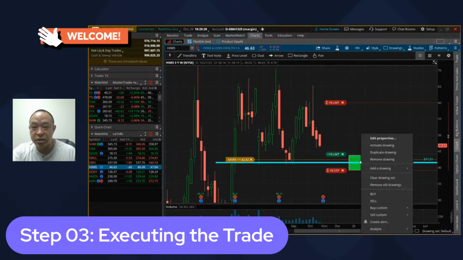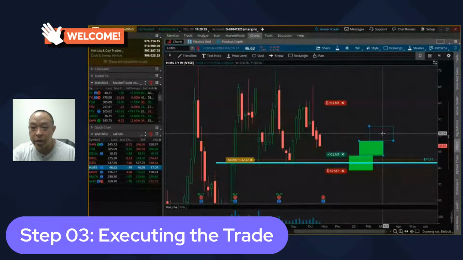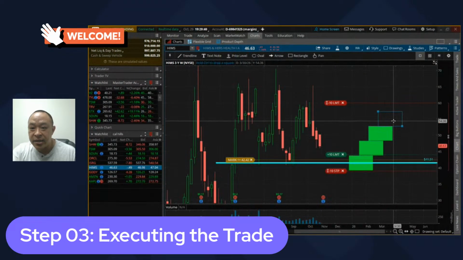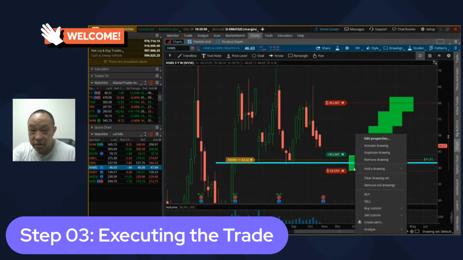Here, let me just create my other risk to reward. This is a quick way to visualize what your risk to reward is in the trade, right? So this is about a 1, 2, 3, almost a 4-to-1 risk to reward ratio here. So this is going to be red.